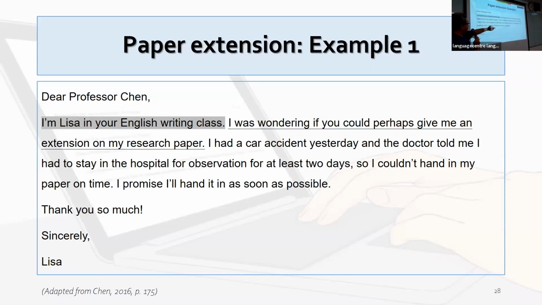But I would like to draw your attention to this sentence highlighted in gray. "I'm Lisa in your English writing class." What function does such a sentence serve in the email? Why does the student begin with "I'm Lisa in your English writing class"? This is very important because it has the function of self-introduction.